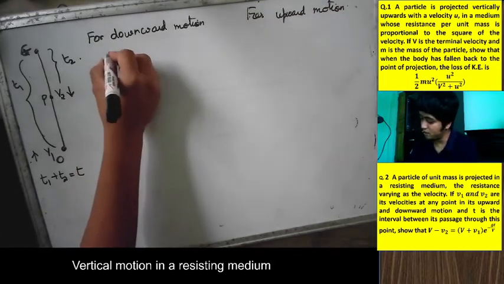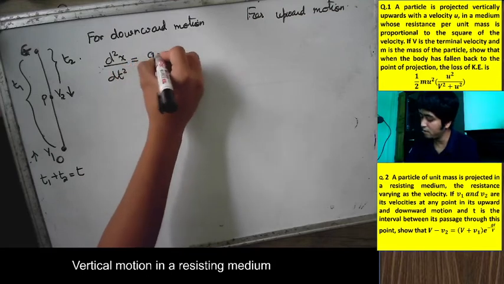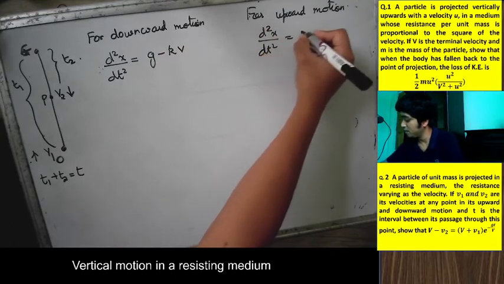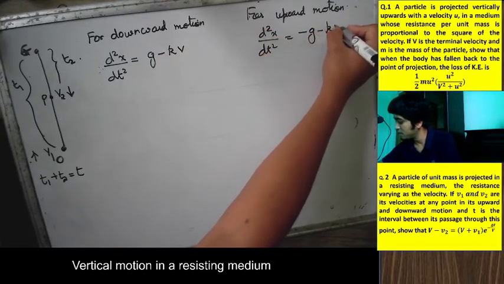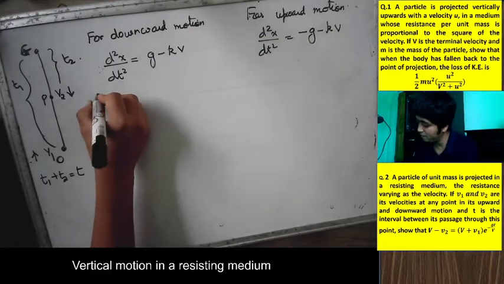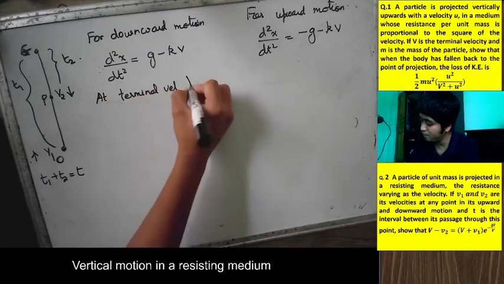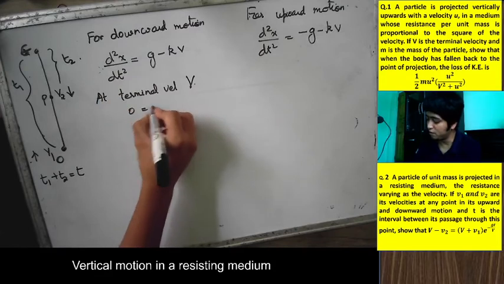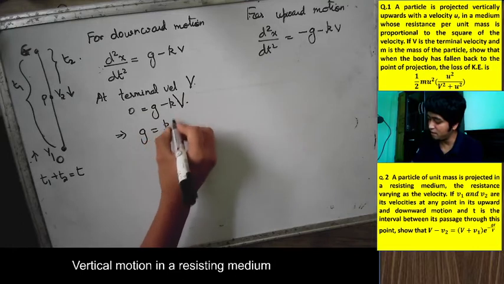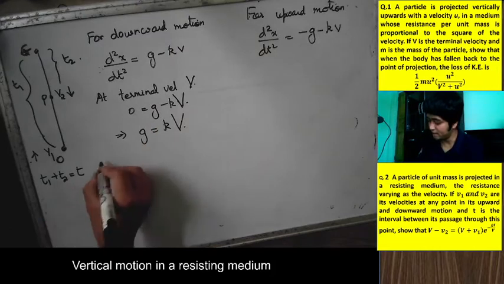The equation of motion: the particle is of unit mass, so that's why it will be 1 everywhere. For the upward motion, d²x/dt² equals minus (g plus kv), and for the downward motion, d²x/dt² equals g minus kv. When the terminal velocity is capital V, we have 0 equal to g minus kV, so g will be kV. We can substitute this over here.